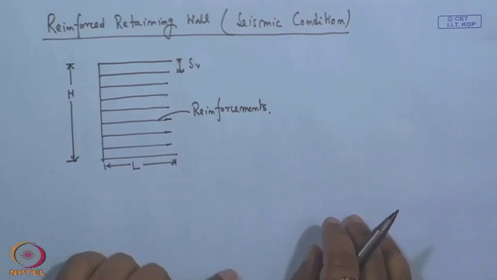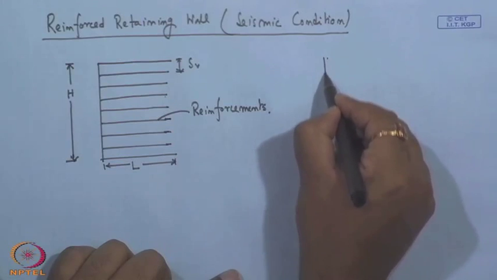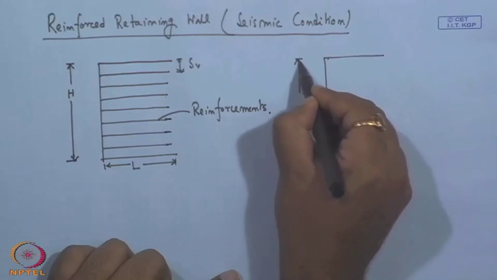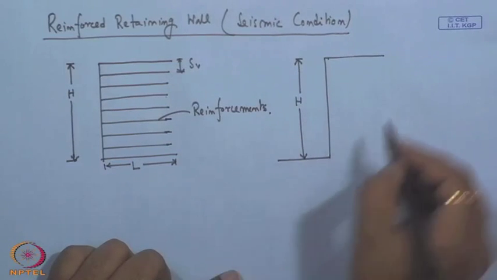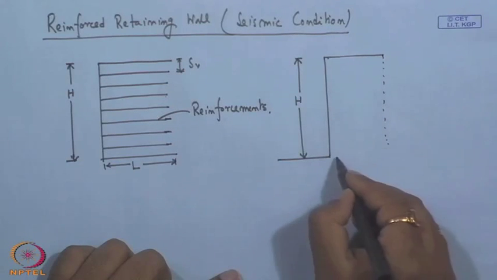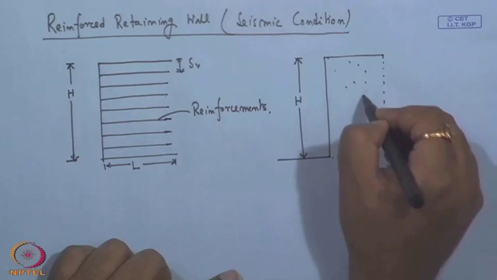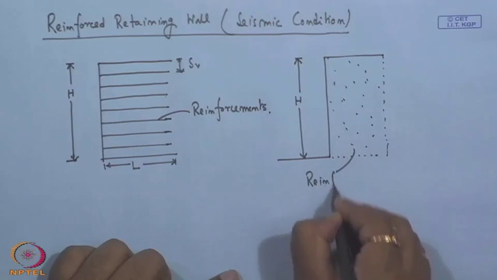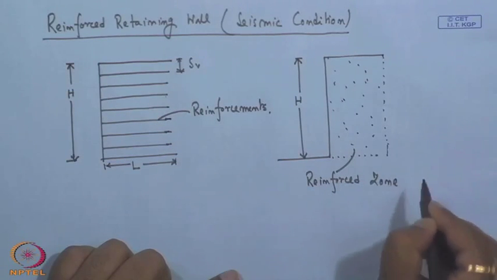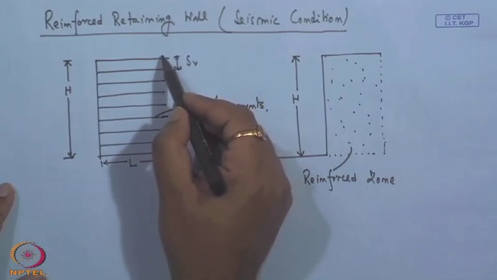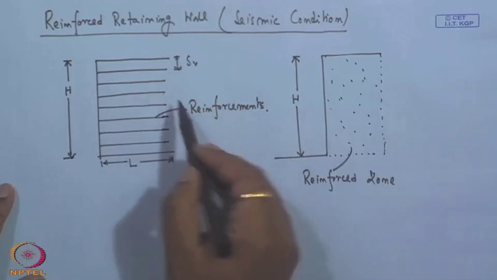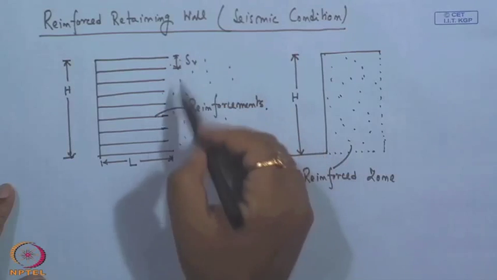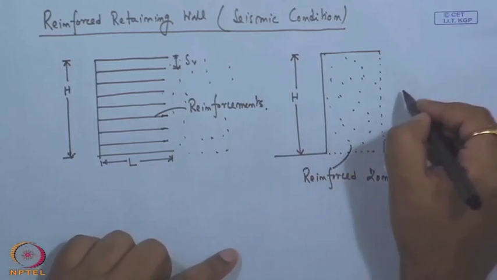Now, we can consider two parts. This is the H, and this one is up to the reinforced zone. This is the reinforced zone. In the retaining wall design, this is the reinforcement, and reinforcement will be provided up to this length. Up to this is the reinforced zone, and after that there is also soil, but it is not reinforced. This is the unreinforced zone, because the required length of the reinforcement may be only up to this. So, we call this the reinforced zone and this the unreinforced zone.